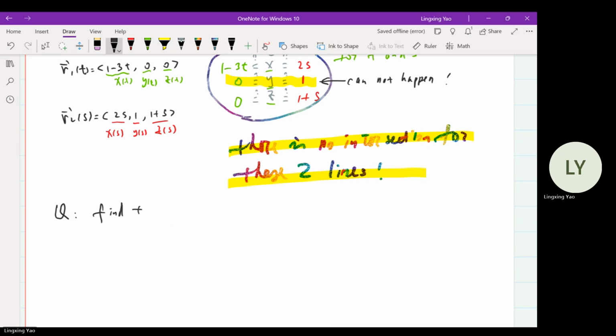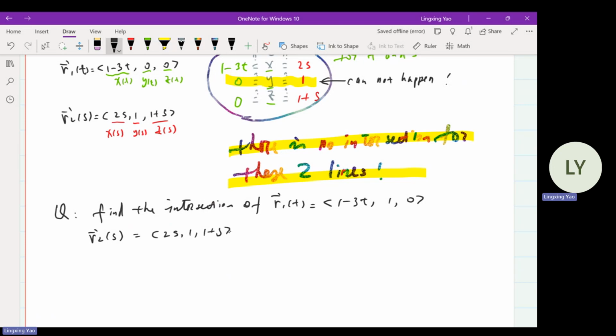But now let's modify the question a little bit. Find the intersection of two lines. Now let's just give those line equations directly. So this is R1 of t equals 1 minus 3t, 1, 0, and then the second line equation is given by R2 of s equals 2s, 1, 1 plus s. So how do we answer this question?